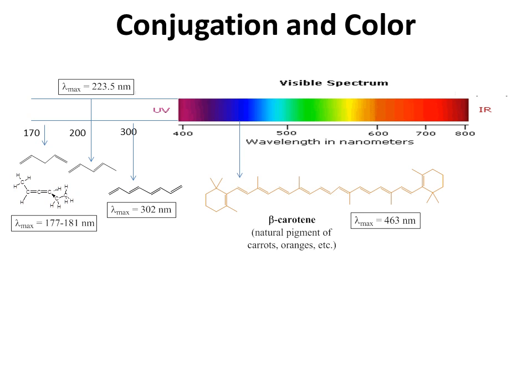Now we have beta-carotene, which has a whopping 11 conjugated pi bonds, or a total of 22 conjugated p orbitals. Beta-carotene is the natural pigment of carrots, oranges, etc. It's orange because it has a lambda max of 463 nanometers. But strangely, as you can see, that's where the blue part of the visible spectrum is. So how come beta-carotene is orange?